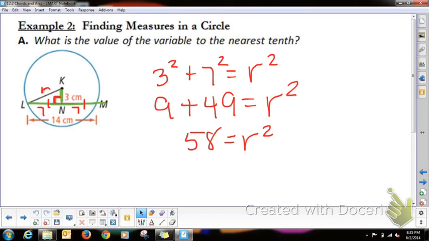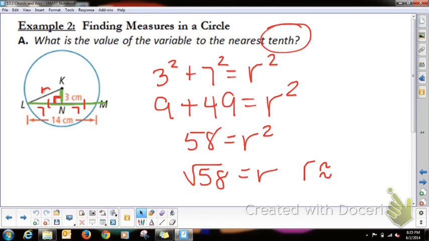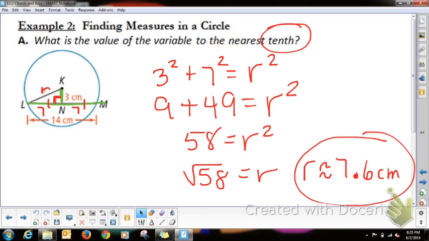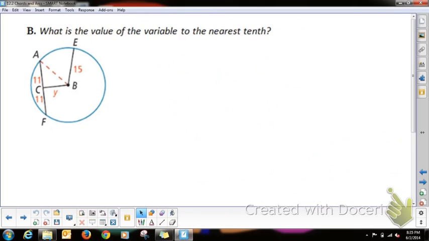The opposite of squared is square root. So the square root of 58 is your radius. The square root of 58 is approximately, remember we want to round to the nearest tenth, 7.61, so it's approximately 7.6, and it was centimeters. So we use the Pythagorean theorem in order to solve for the radius of this circle. And from here we can now find the area because we know the radius. We can find the circumference.